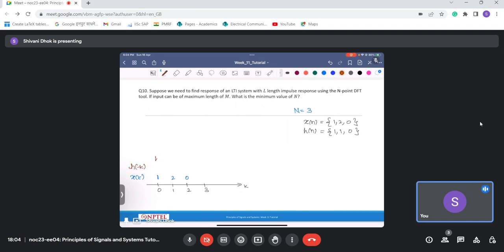Now let me consider h of minus k. First, it will be h of 0, which is equal to 1. Then here I'll have h of minus 1, which is h of N minus k, equal to h of 3 minus k. So this will be equal to h of 2, and h of 2 is equal to 0. And this is h of minus 2, which is equal to h of 1, and h1 is equal to 1. So this y2 of 0 is 1 into 1, which is equal to 1 here.